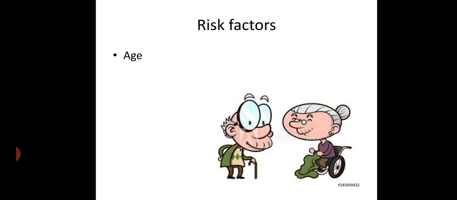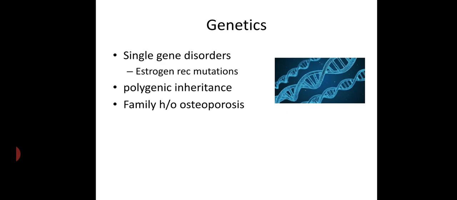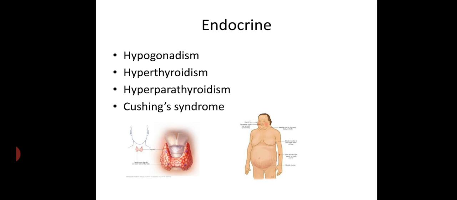Risk factors. Age. As age increases, risk of osteoporosis increases. Then female gender. Then calcium deficiency. Genetics: single gene disorders like estrogen receptor mutations, and polygenic inheritance. So, if there is a family history of osteoporosis, then there is increased risk for osteoporosis. Then endocrine causes like hypogonadism, hyperthyroidism, hyperparathyroidism, Cushing syndrome.